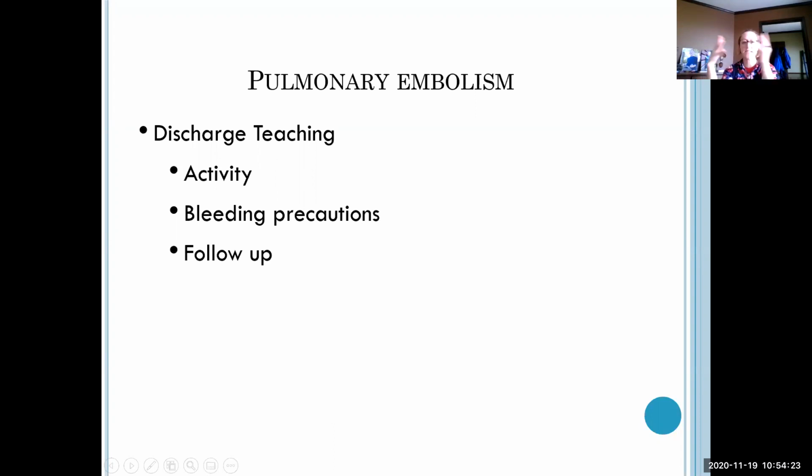So discharge teaching: activity, bleeding precautions, follow-up. Activity: if they're being discharged on blood thinners, make sure they're careful with their activities and aware that they're at increased risk for bleeding. And if they do have significant shortness of breath with activity, they need to not overdo it and just take frequent rest periods.